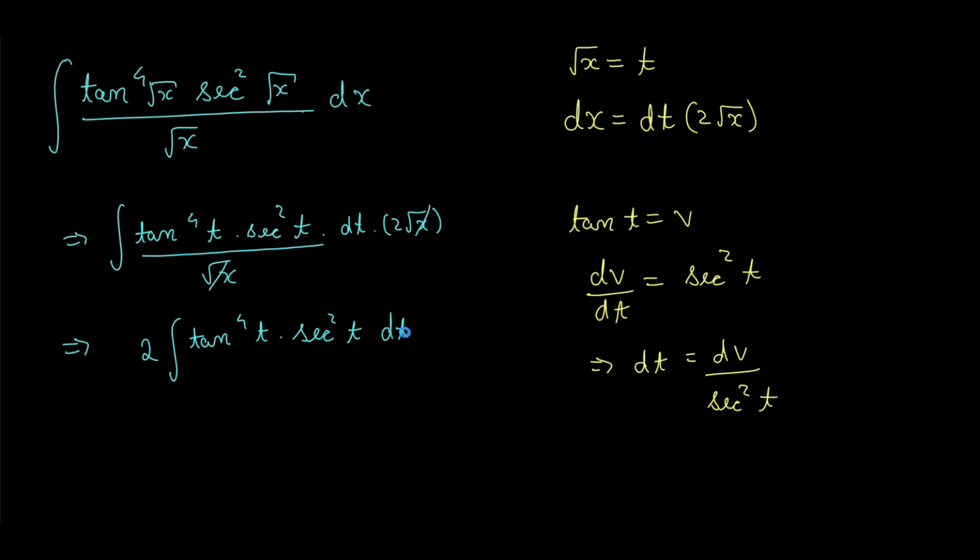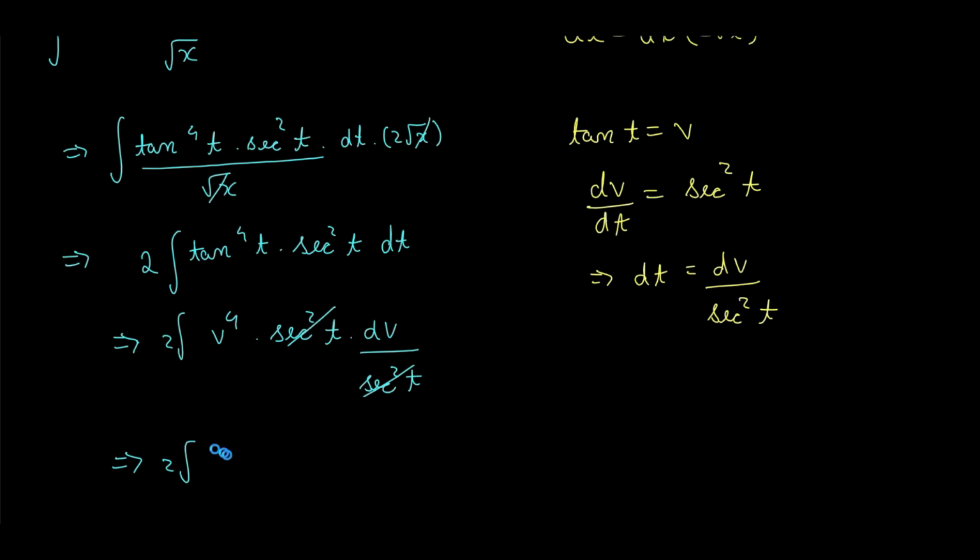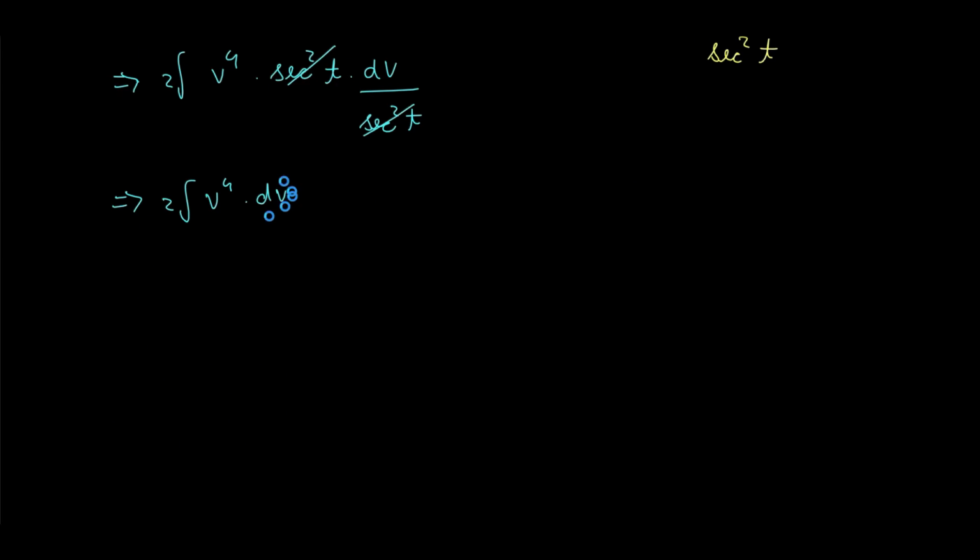So we plug in the value of dt here again, we get 2 times the integral. Now tan t's value I've assigned to v, so that will give us v to the power 4 times secant squared t times dt, which equals dv over secant squared t. The secant squared t terms cancel out, and we are left with 2 integral v to the power 4 dv. The integral of this would be 2 times v to the power 5 over 5 plus a constant c.